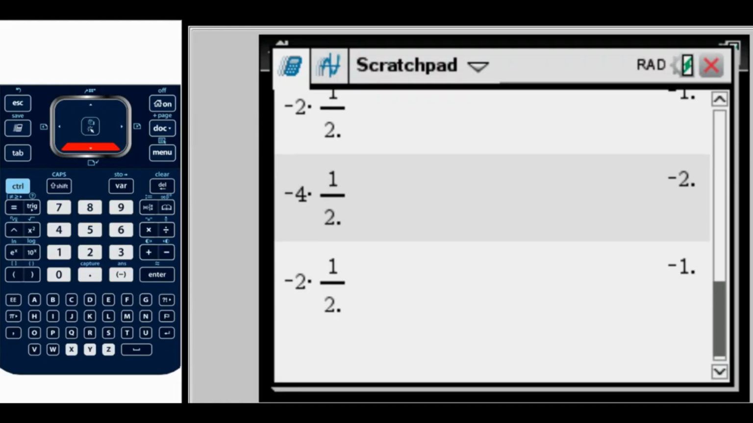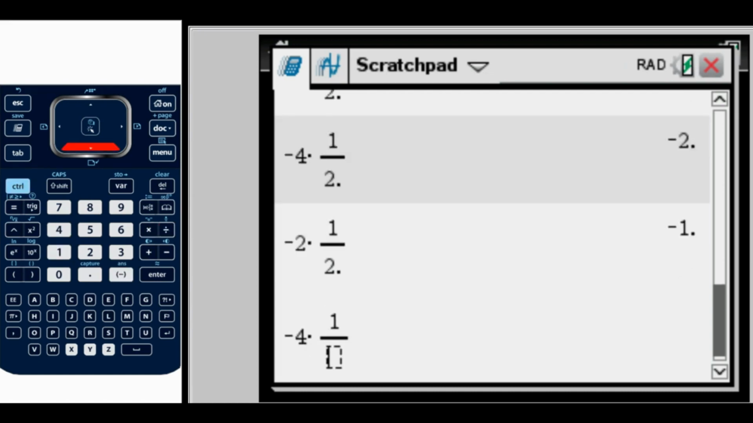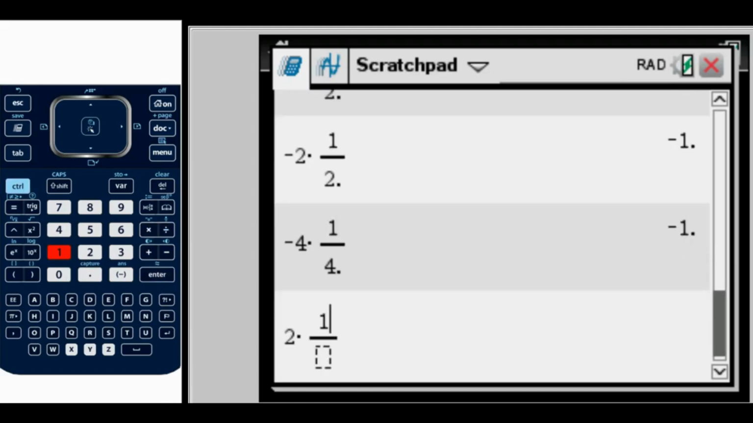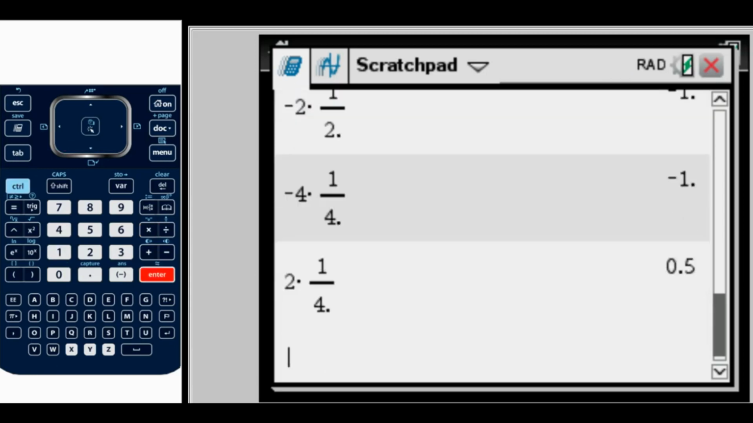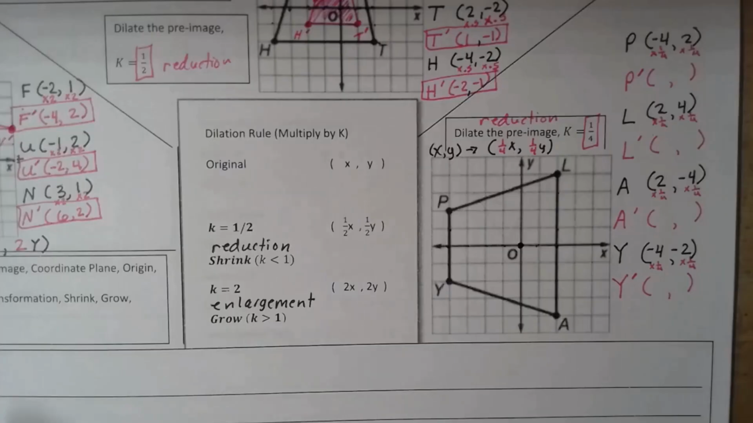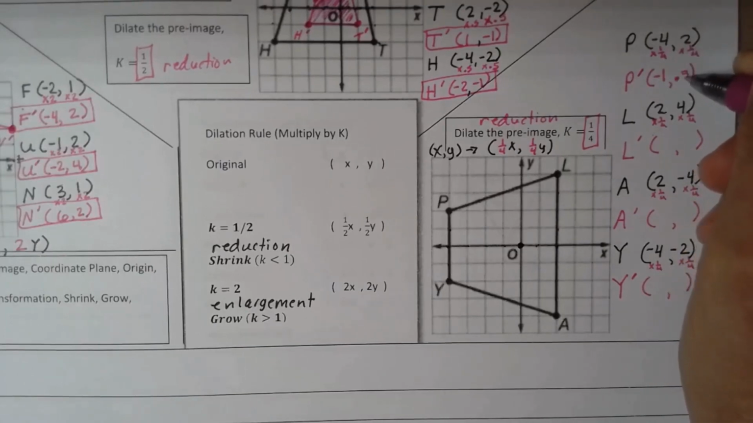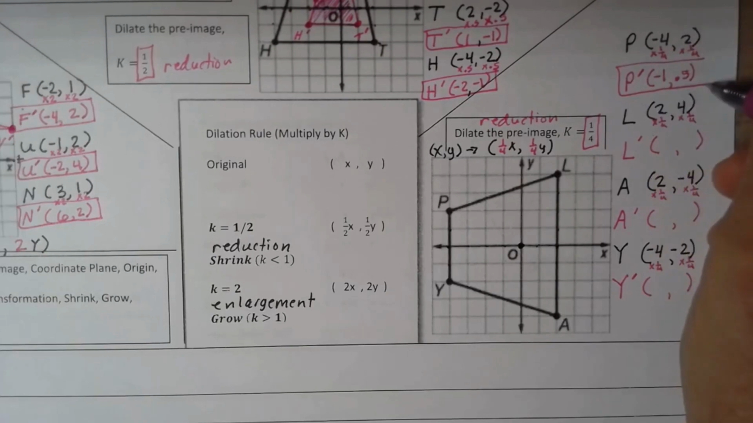So for that first one, we had negative 4 times 1/4. Because P is negative 4 comma 2, our X value is negative 4. I'm going to multiply that times 1/4, and that gives me negative 1. And then I have 2. I'm going to multiply that times 1/4, and it gives me 0.5. So let's write those in. I have negative 1 and 0.5, and that's P prime. Let's do the next one.